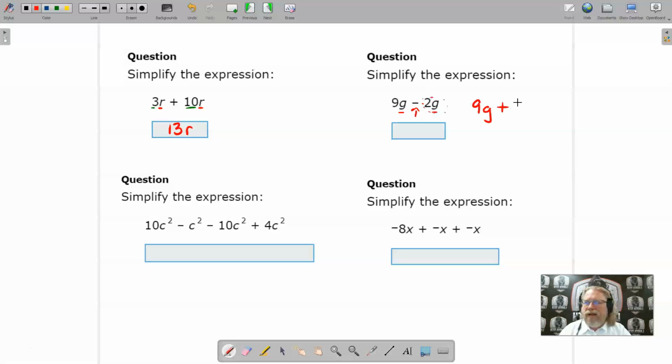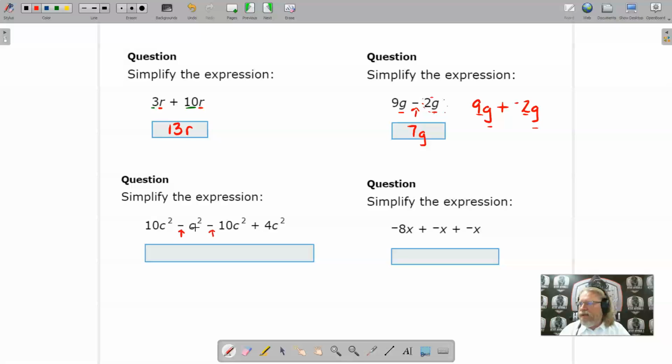Well, 2g follows. It's positive, so we'll make it negative. So we have negative 2g. So now we see that both of these are in terms of g, and then we combine the 9 with the negative 2. Well, that's 9 minus 2, right? So we end up with 7. 7 what? 7g.